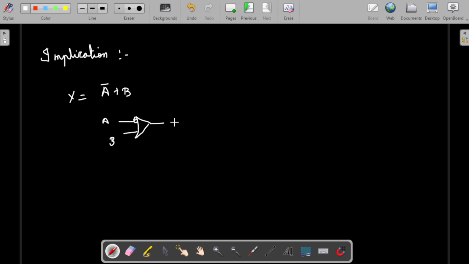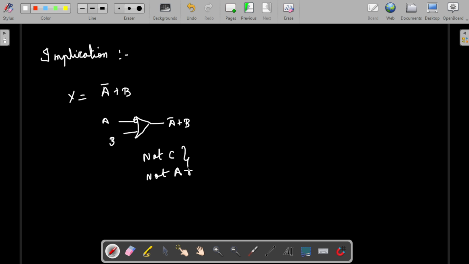This is not needed, but please make a note of it. Implication is one type of gate. It is not commutative, not even associative. Both properties are not possible here. This is a very important thing.